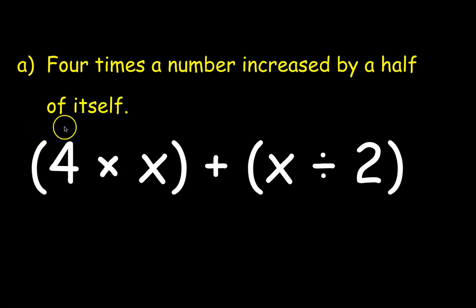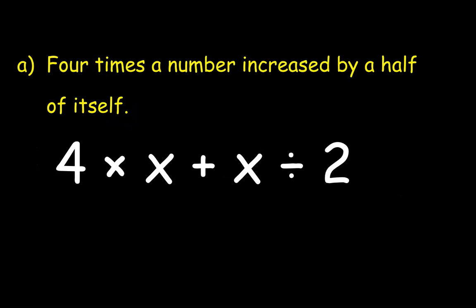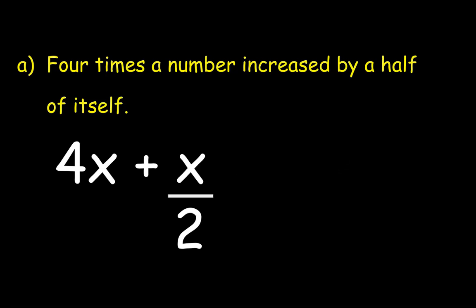Right. 4 times a number, and you could use A, B, C, D. It doesn't matter. I have X. You can use anything. Plus, for increased, a half of itself. So you've got to use the same letter here. You need the same variable because it's of itself. How do we find half of itself? X divided by 2. Now that looks all right, I suppose. We could take the brackets away because the order of operations keeps them all nice and together for us. 4 times a number increased by half of itself. 4 times x should be written as 4x increased by x over 2.